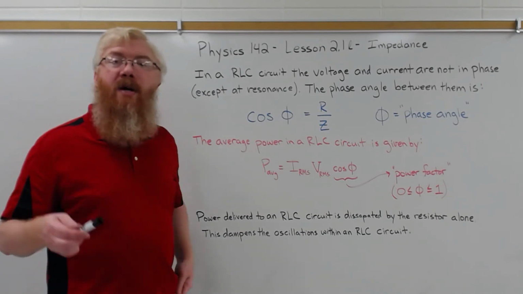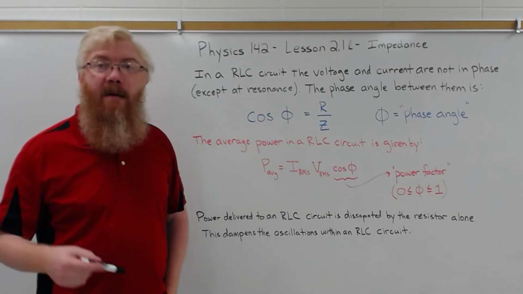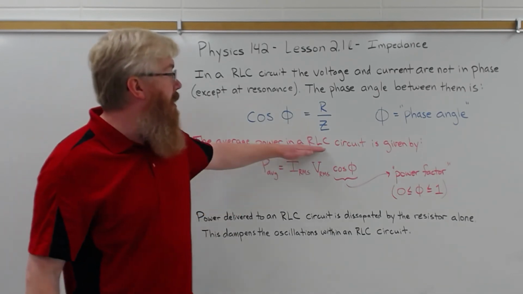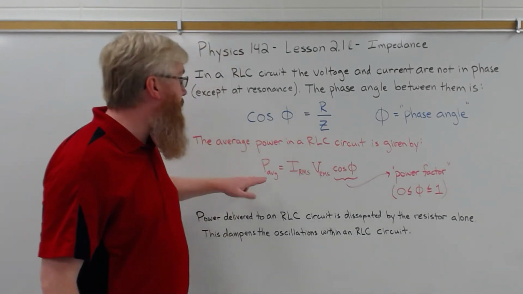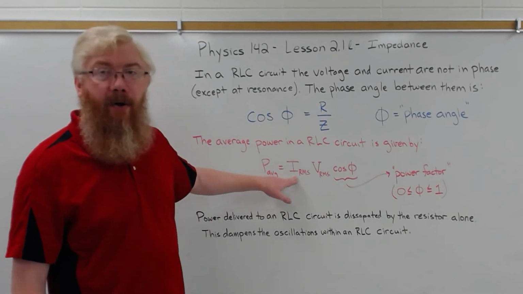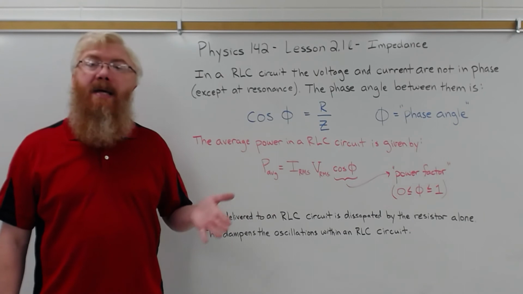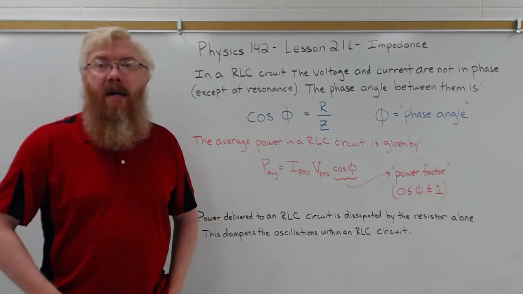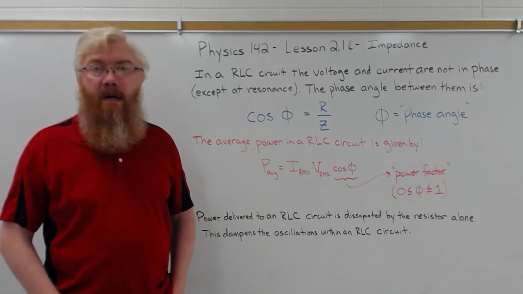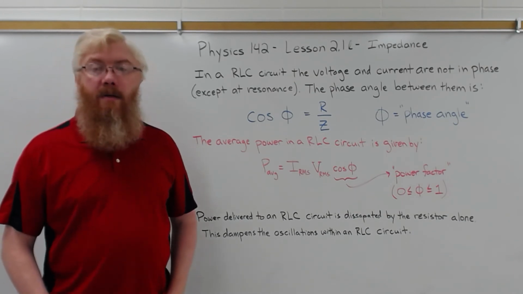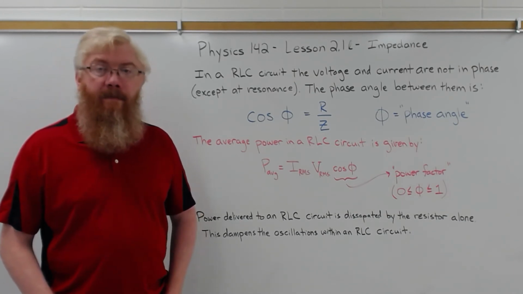That's important when talking about how much power is dissipated by the circuit. The average power in an RLC circuit is given by the following equation. The average power is just the RMS current times the RMS voltage. And if I stop there, that would be basically the power emitted by just a simple resistive circuit, P equals I times V. We talked about that when we talked about simple circuits with resistors in them.